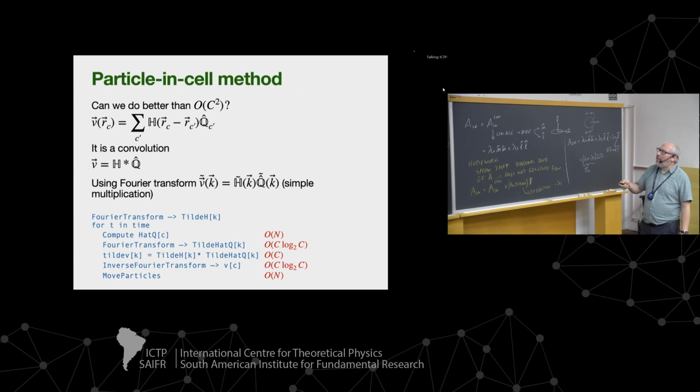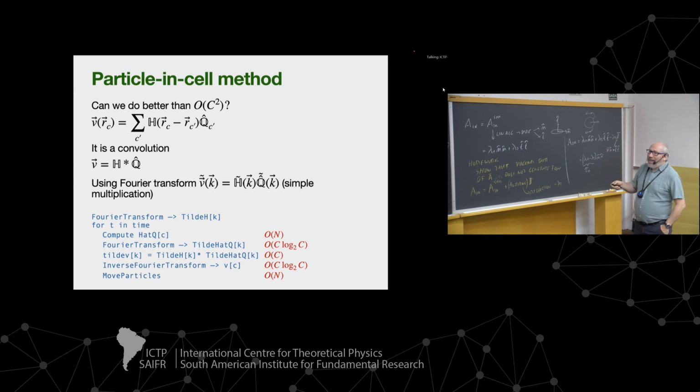At each time step, you compute Q at each cell. That was easy. Then you Fourier transform, and you get the Fourier transform of Q. Then in Fourier space, you simply multiply the two things here, and you get the Fourier transform of the velocity. Then you compute the inverse Fourier transform, and you get the velocity, and then you move the particles.